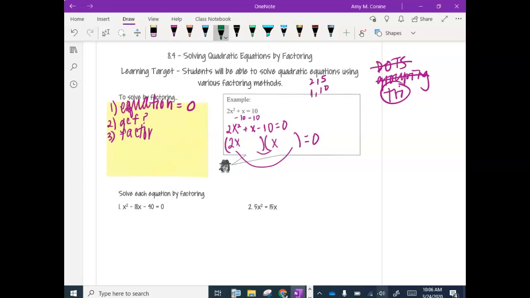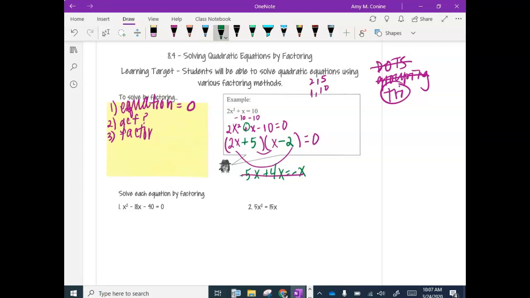So I'm going to put in a plus and a minus. I'll put my 5 here and my 2 here, and we'll see if that works. So negative 5x, and this gives me positive 4x. Well, that gives me a negative 1x. I need a positive 1x. So that means I'm still getting my 1, but I'm not getting my sign right. So I'm going to go ahead and change my signs in front of my 5 and my 2 and see if that works. So I'm going to cross that one out because that did not work.